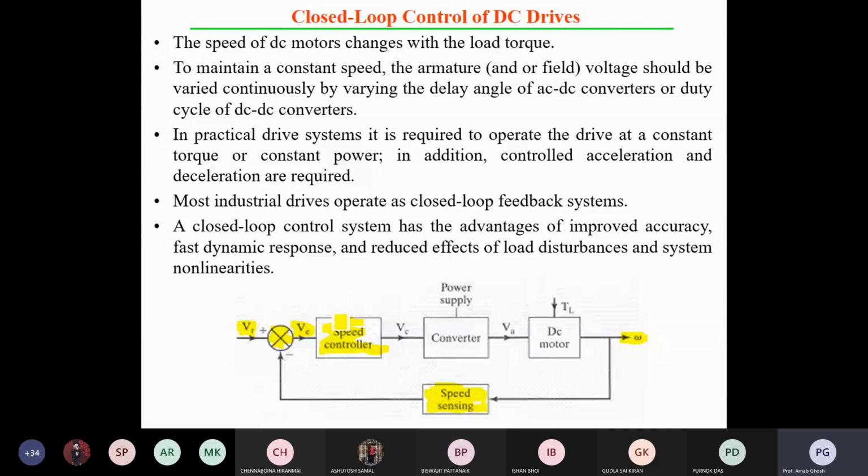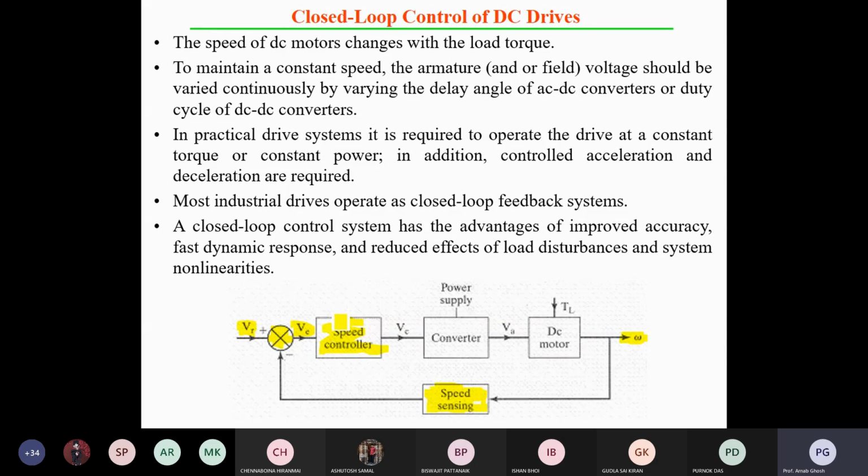Then what happens? You need to find one slope for the linear zone, and calculate how much the slope value is. That will be your time constant. After that you can go for the control design. A similar kind of thing is there in the machine. You will change the input voltage, and you need to check the speed of the machine, for armature voltage control.